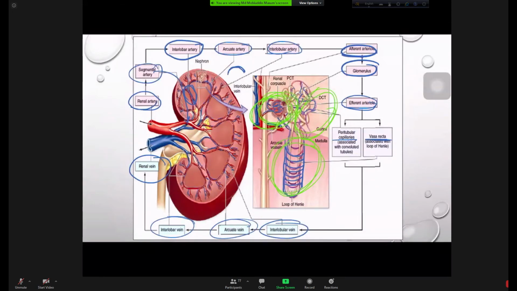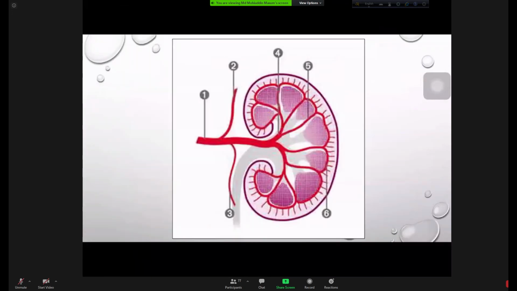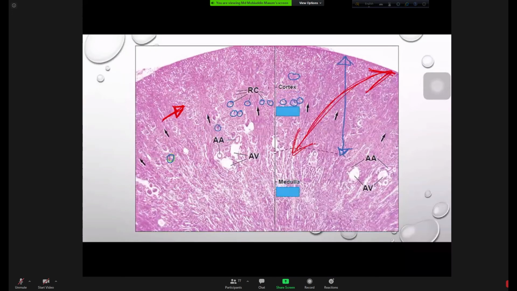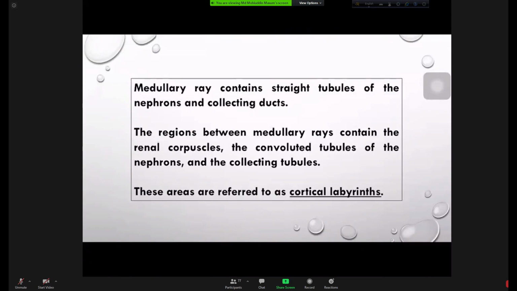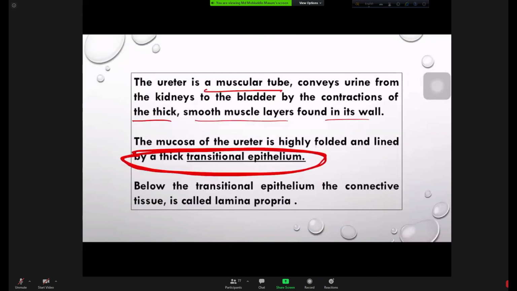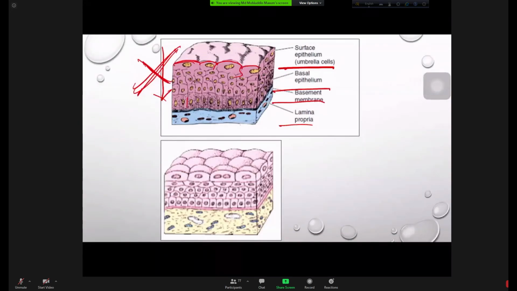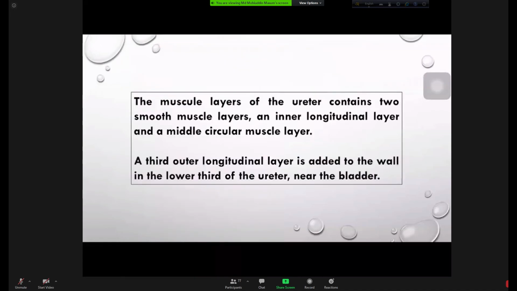From these minor calyx, from where? From minor calyx, transitional epithelium starts, okay? And it ends up to which part of the urethra? In case of female, throughout the whole urethra, there will be transitional epithelium, but in case of male, at the last part, there will be change of epithelium, but mostly that is lined by transitional epithelium.